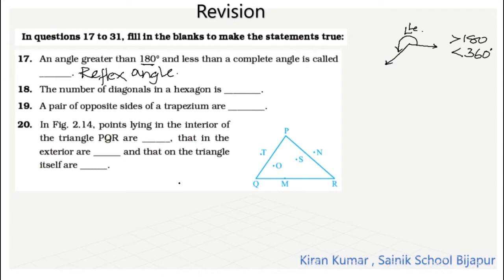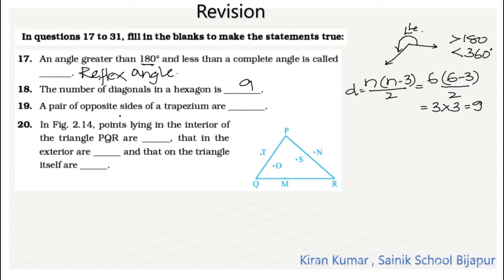Question 18. The number of diagonals in a hexagon is dash. We have learned a formula: n into n minus 3 upon 2 will give the number of diagonals. I'll represent it with a small letter d. Since a hexagon has got 6 sides, 6 into 6 minus 3 upon 2. So this becomes 3 times 3, which is 9. Therefore, the number of diagonals in a hexagon is 9.